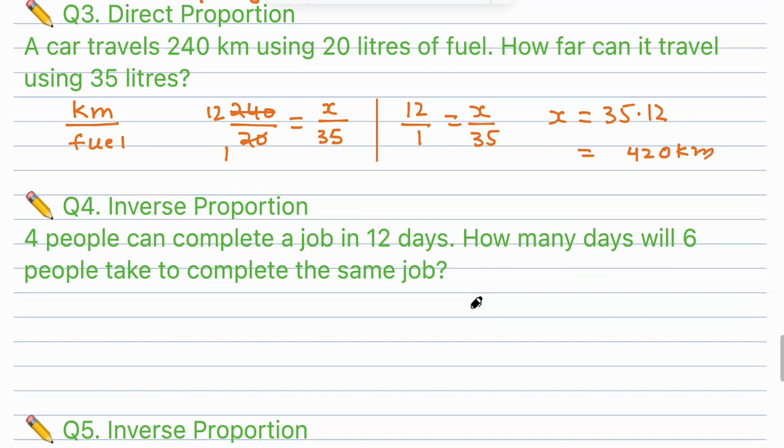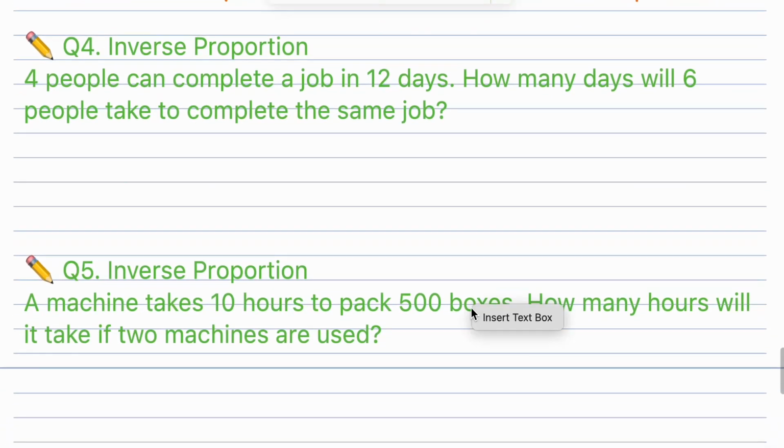Now let's come to the next question. This is of inverse proportion. Let's see. 4 people can complete a job in 12 days. How many days will 6 people take to complete the job? Now because this is inverse proportion, the more the people, the fewer the number of days. So in that case, if two quantities are inversely proportional, their product is always the same. This is the rule. So let's write the ratio for this one.